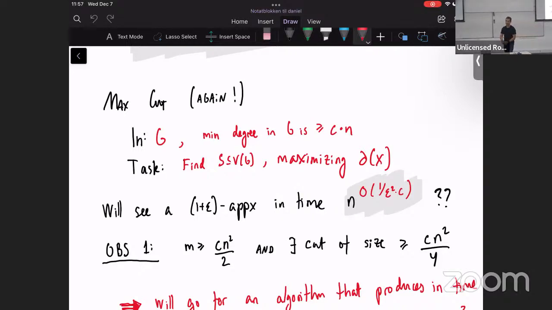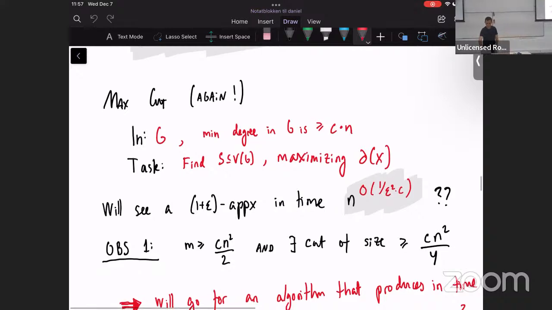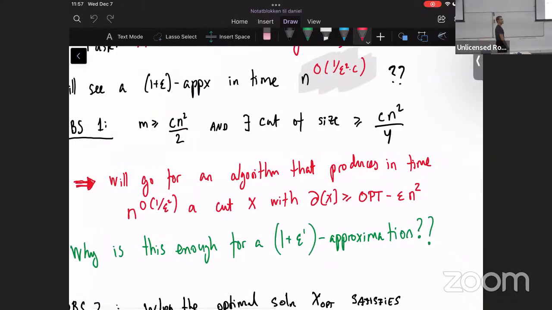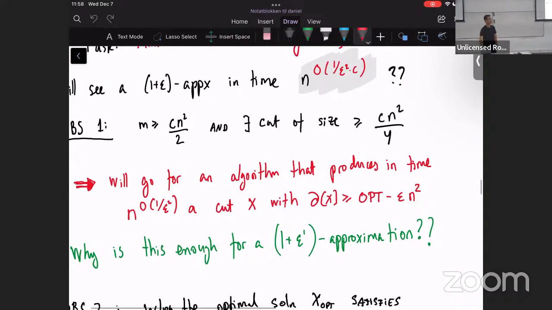Now, here is an easy observation, and that is that m is at least cn squared over 2. The number of edges is quadratic in n. Why is that? Because the sum of the degrees is at least c times n squared, and the sum of the degrees is the number of edges times 2. And we showed in the first lecture that there always exists a cut that cuts half the edges. So opt is at least cn squared over 4.